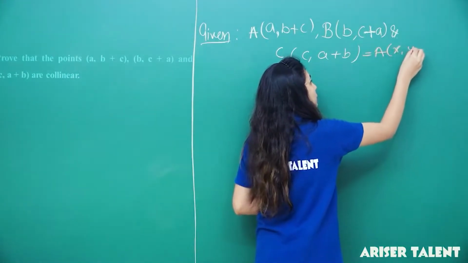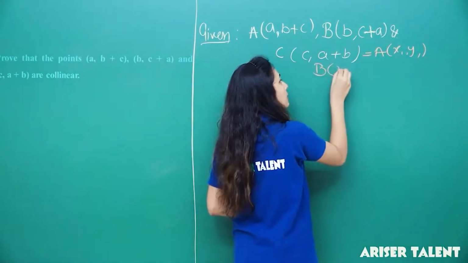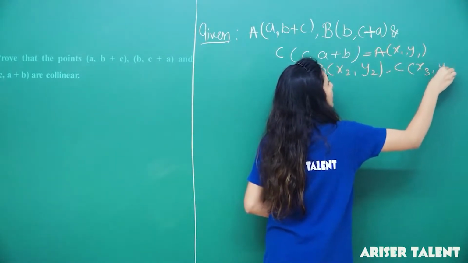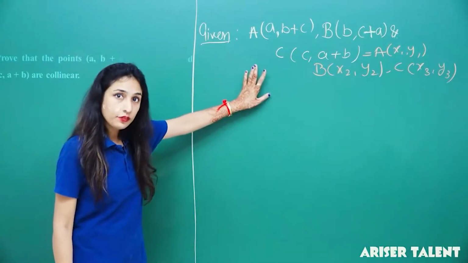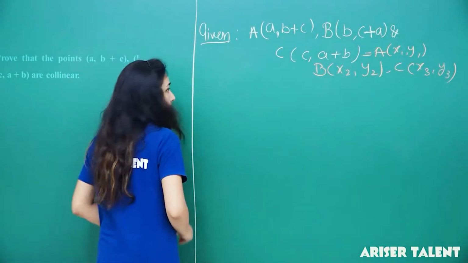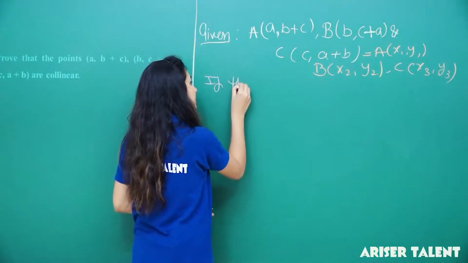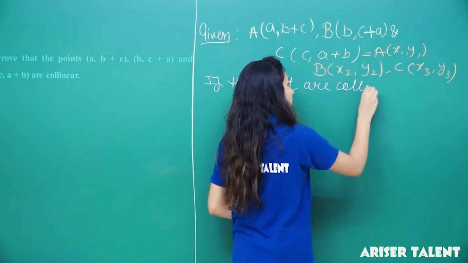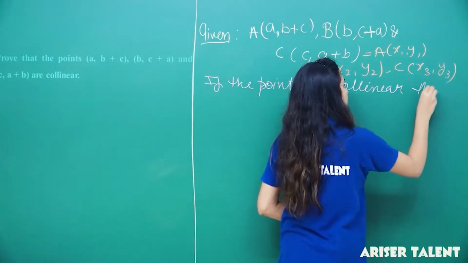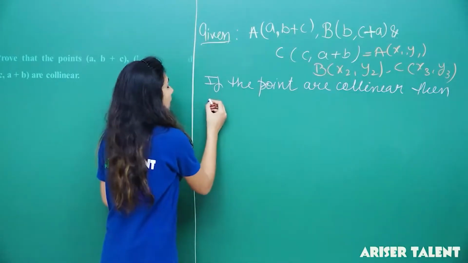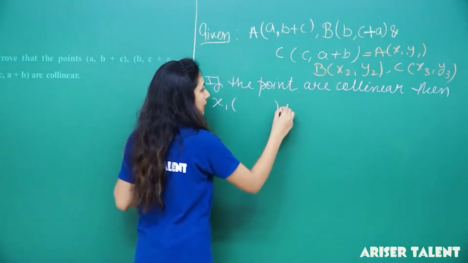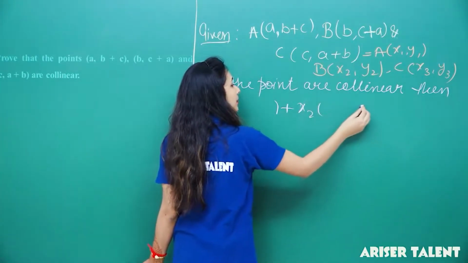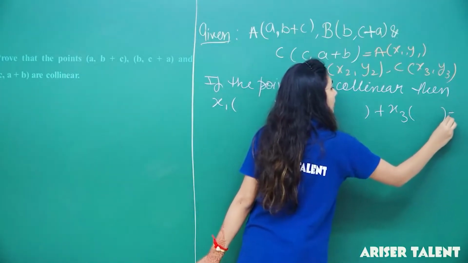A (x1, y1), B (x2, y2), and C (x3, y3). Okay, if that's so, then if the points are collinear, then our formula here, x1 and something, then, sorry, not y1 but x2, okay. So, x2 and something and x3 and something will be equal to 0.